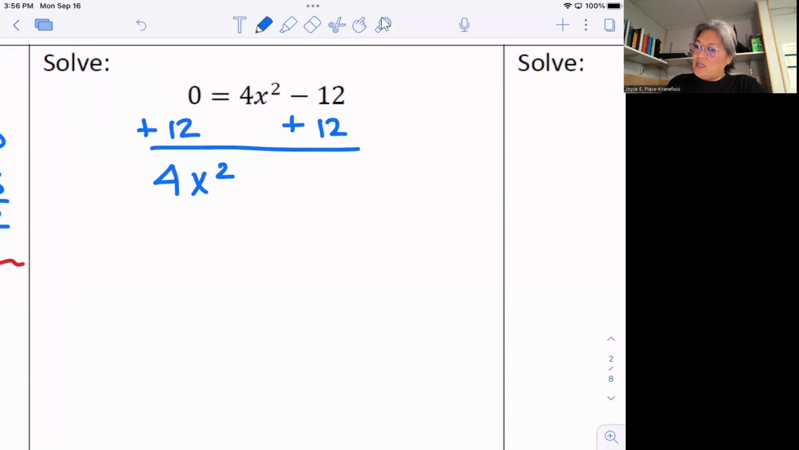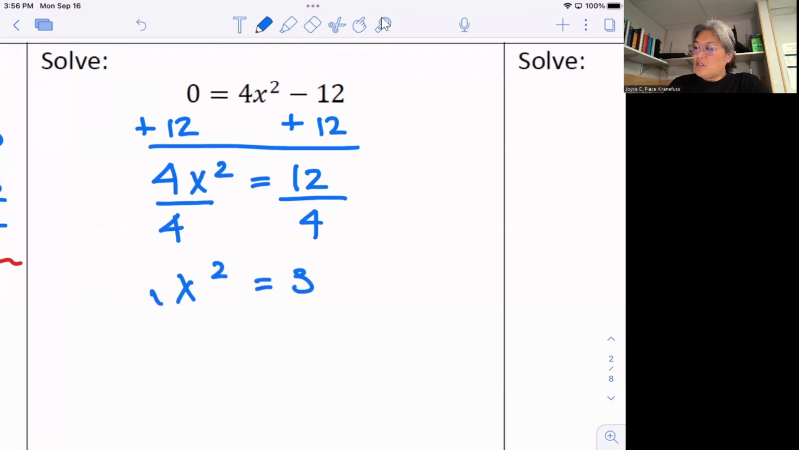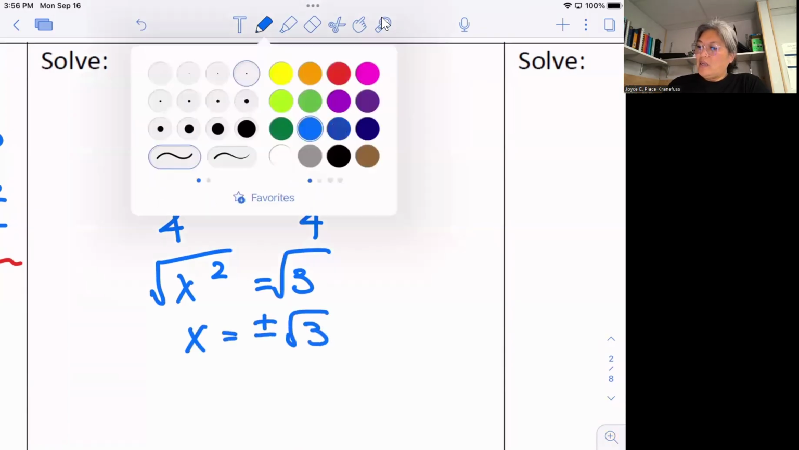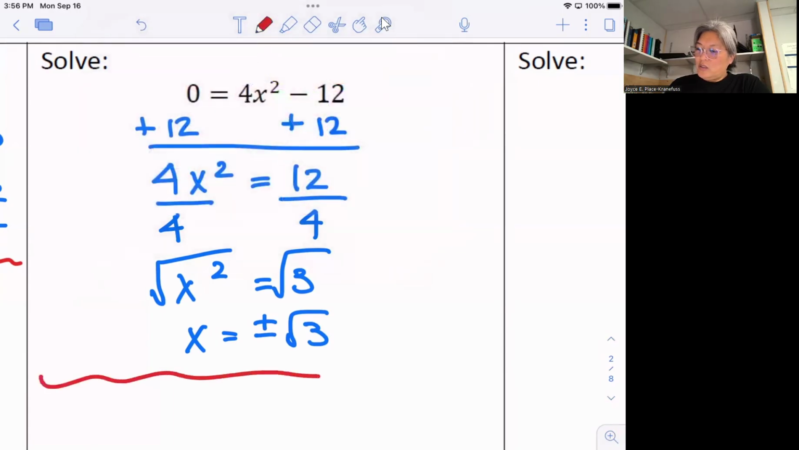4x squared equals 12. Before you can take the square root, we do need to get rid of the 4. So we're going to divide both sides by 4. x squared is equal to 3. Now we're going to take the square root of both sides. And x is equal to plus or minus the square root of 3. Again, if you had the other version, your answer ended up x is equal to plus or minus 2.